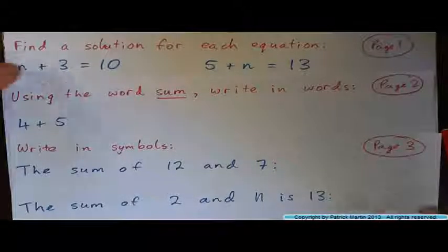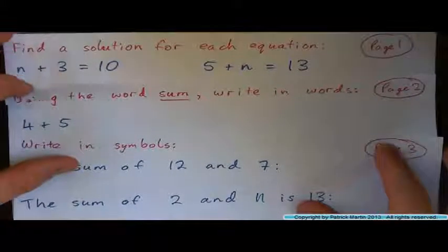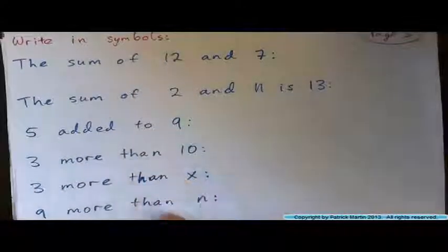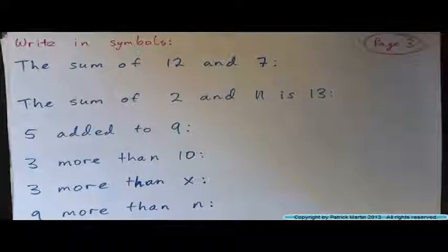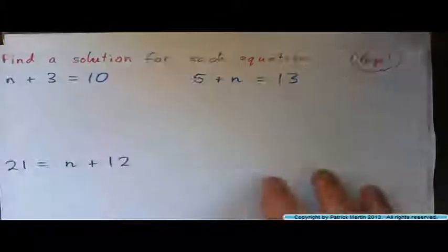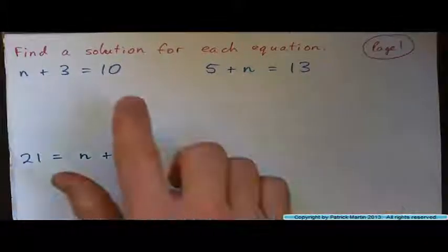Okay, in this video we're going to do these 3 pages. We'll begin with finding a solution for these equations, and then on page 2 we'll use the word sum and write this in words, and on page 3 we'll write these sentences in symbols with plus and equals and things like that. Okay, so n plus 3 equals 10.